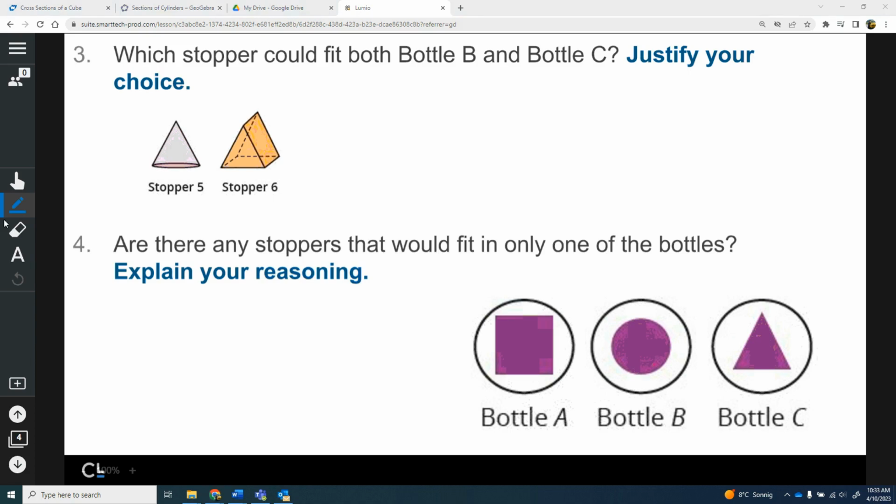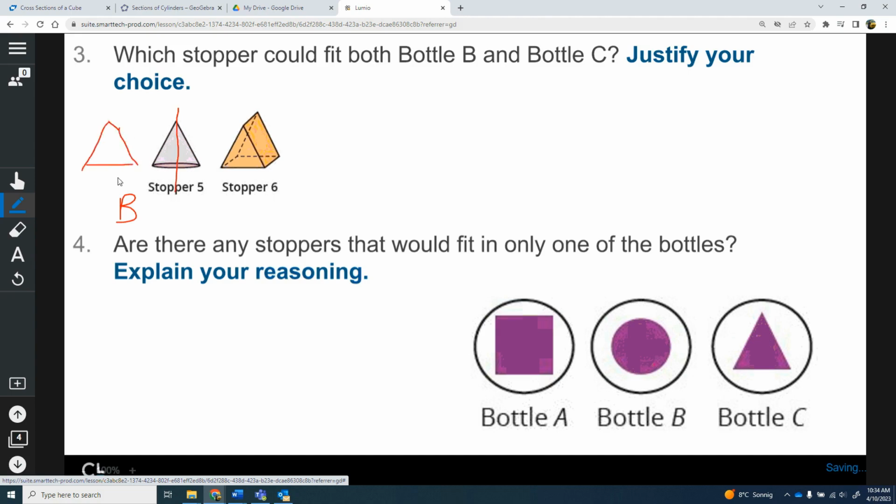Welcome back. So for stopper 5, it's circular on the bottom, so it could fit into B. And then it actually is triangular on the side. So if I cut it down the center with my sword, it would be a triangle. So that could form C. For stopper 6, the bottom is a square, so it could fit into A. And then the side is triangular. So if I turned it on its side where this was the top and that here was the bottom, it could fit into C.